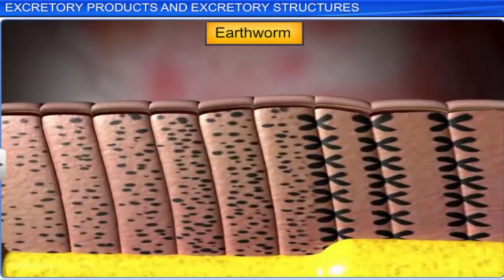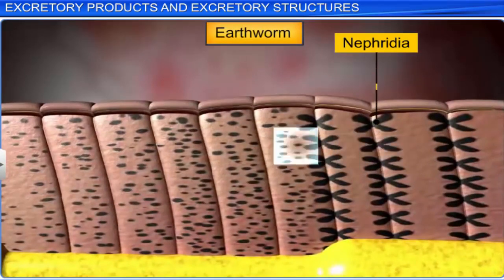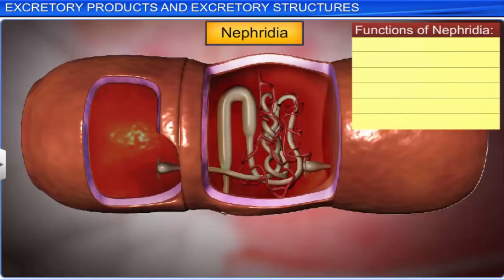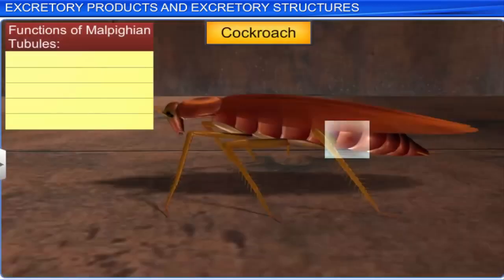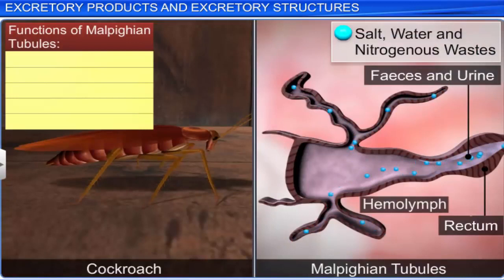Another excretory structure is the nephridia, found in many annelids like the earthworm. Nephridia are tubular structures that help remove nitrogenous waste and maintain the fluid and ionic balance. Malpighian tubules are excretory structures found in arthropodans such as insects and arachnids. These tubules, along with removing nitrogenous wastes, perform the function of osmoregulation.